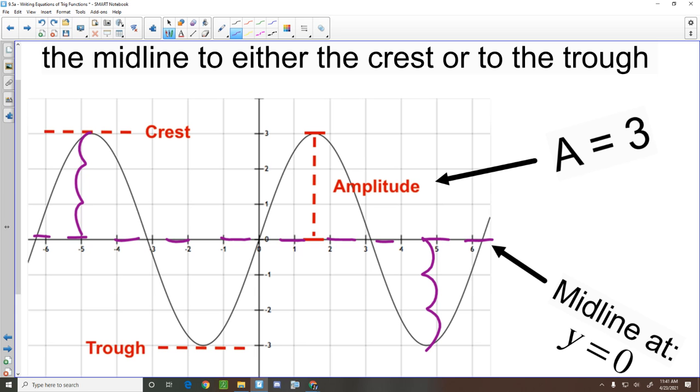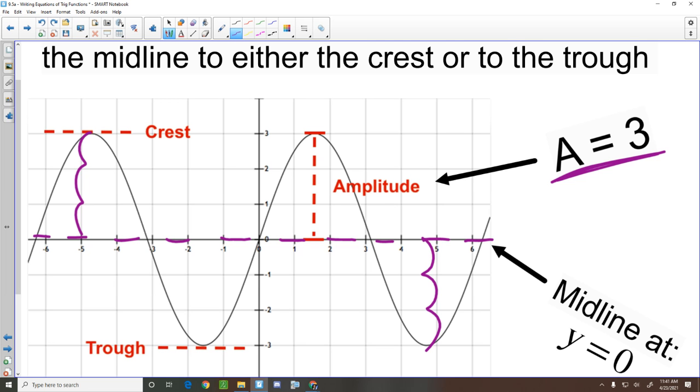Now, we don't care about positives or negatives. It's always going to be the absolute value. So we're always going to take the positive version of this amplitude because it's like a distance. Like how far away is that crest from the midline? So we're just going to use A to represent amplitude. Easy enough?